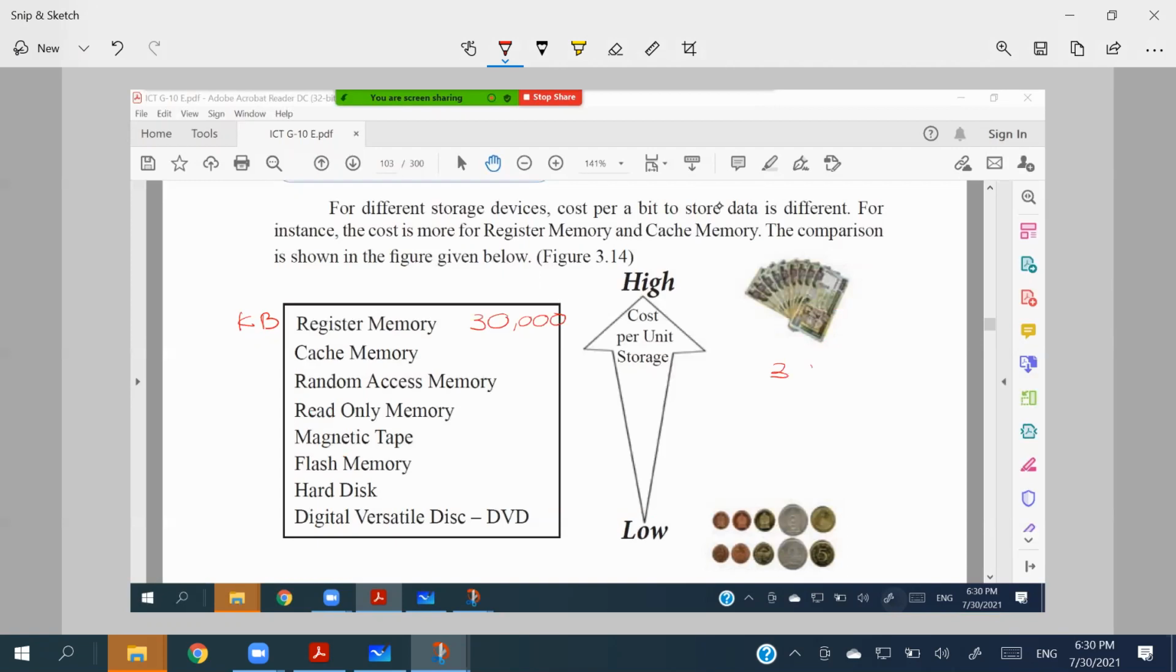If we are doing the calculation for a byte, we are going to divide 30,000 by 1000 approximately. Actually, we have to divide it by 1024. But if we divide it by 1000, it will be 30 rupees per byte, right? And to find it per bit, a byte equals 8 bits. So approximately, 30 divided by 8 will cost you about 4 rupees, right?